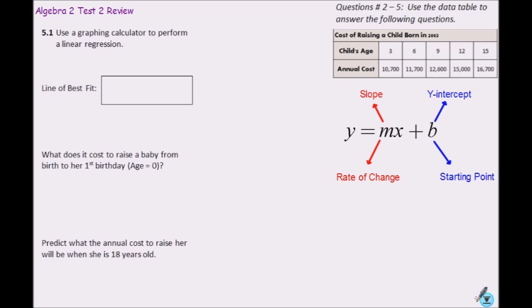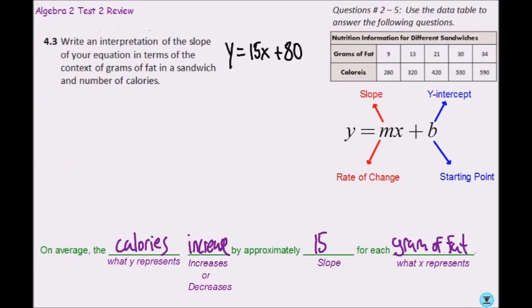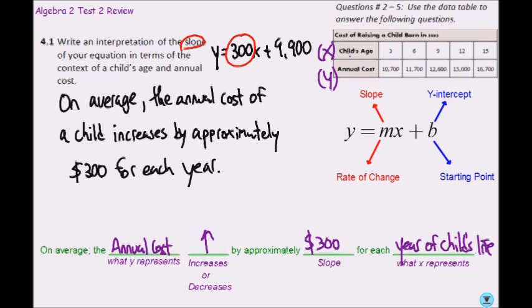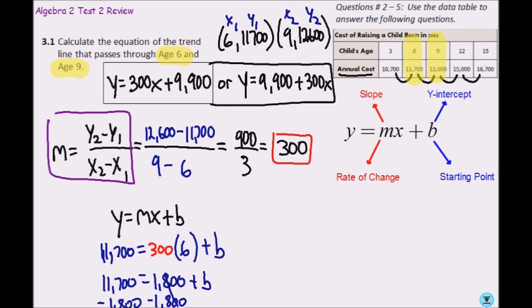Alright, so let's look at number 5. What we're going to do for number 5 is what we just did, but we're going to have the calculator do the work instead of us doing the work. So, for instance, if you look back at 3, we calculated the approximate equation of the line by doing that by hand.